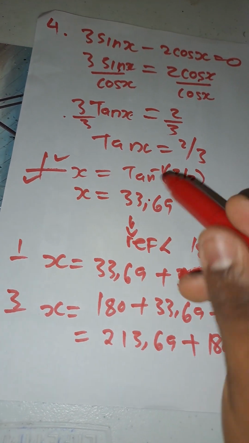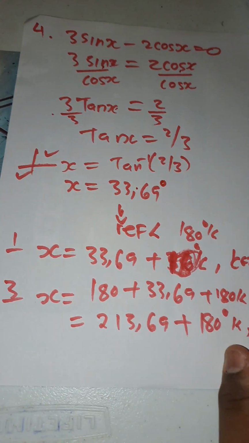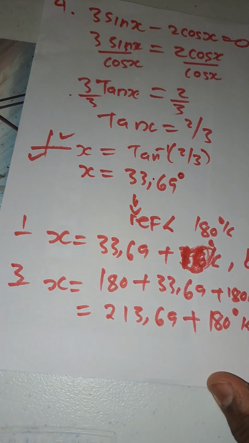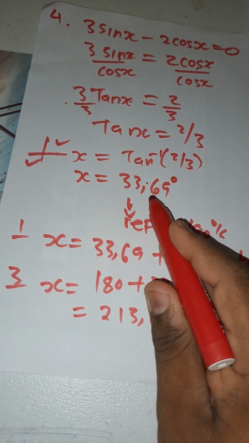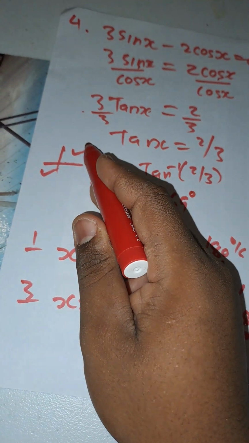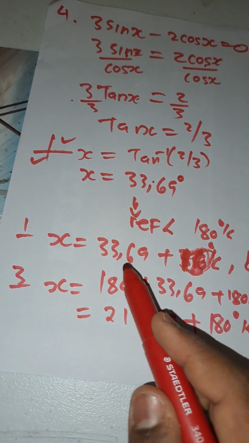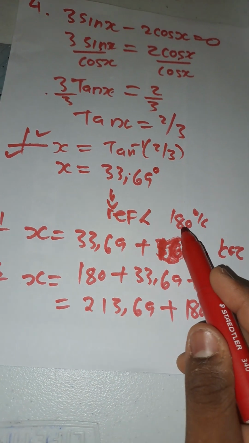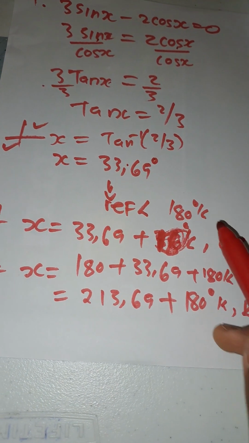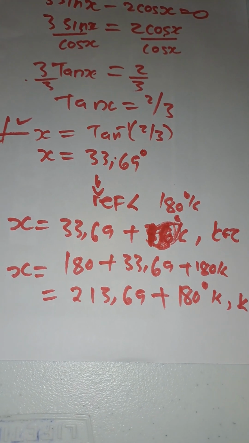You find the value of x, which is the reference angle. Don't forget the degree sign. You can lose marks for that. And then this is my reference angle. Since tan is positive in the first quadrant, I can simply say x is equal to 33,69 plus 180 degrees k, and then k is an element of integers.